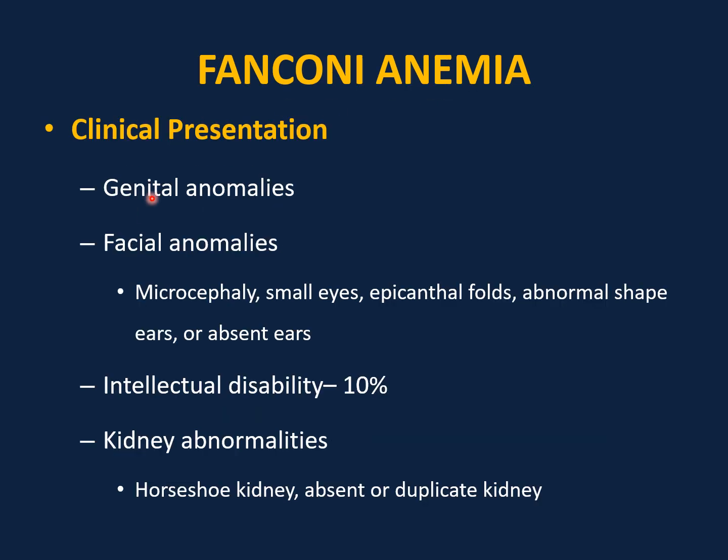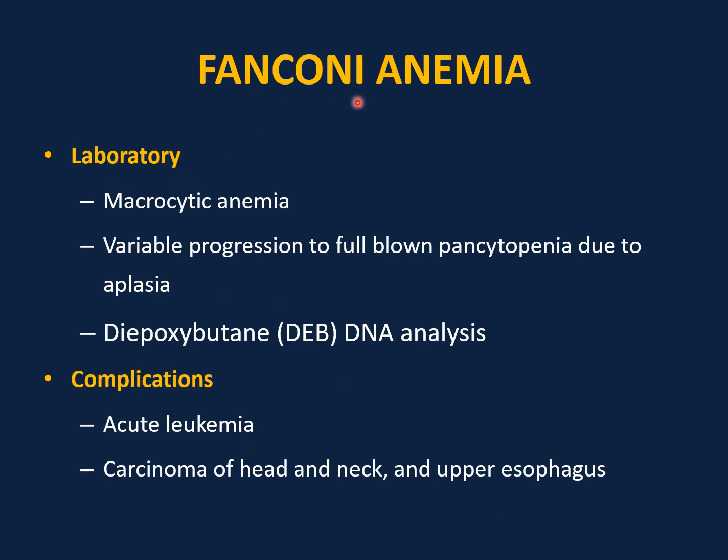Other anomalies in Fanconi anemia: genital anomalies, facial abnormalities, especially microcephaly, intellectual disability, kidney abnormalities like horseshoe kidney, absent or duplicate kidney. Laboratory finding in cases of Fanconi anemia: macrocytic anemia can be associated with pancytopenia with significant decrease in white and red blood cells and platelets because of aplasia. The very important test to remember about Fanconi anemia: DNA analysis for chromosomal breakage. Very important to know that Fanconi anemia puts the patient at risk for cancer, acute leukemia, carcinoma of head, neck, and upper esophagus. Very important to know this risk.